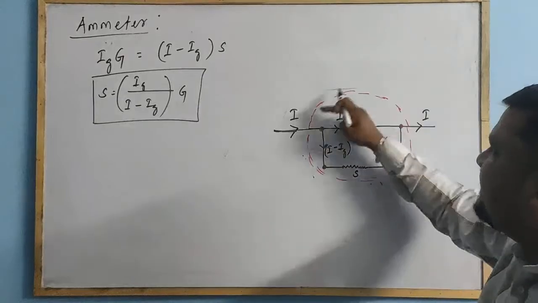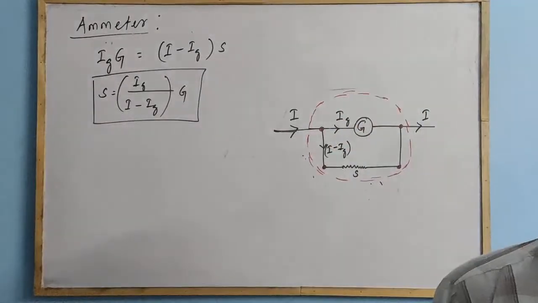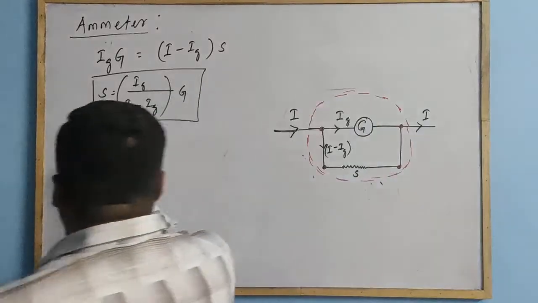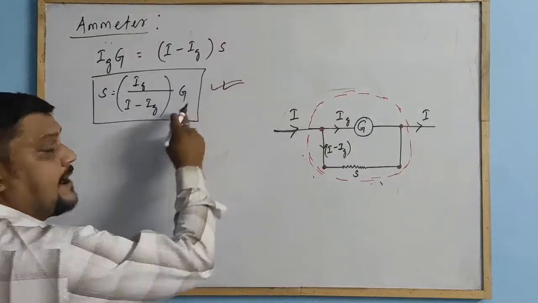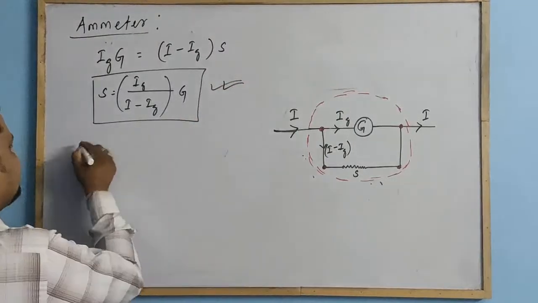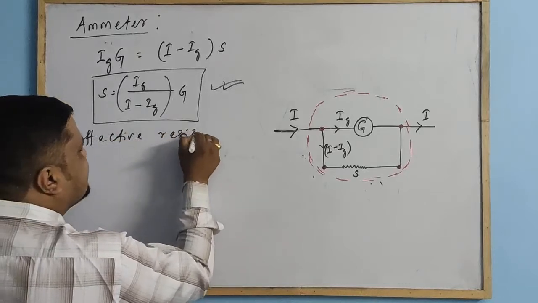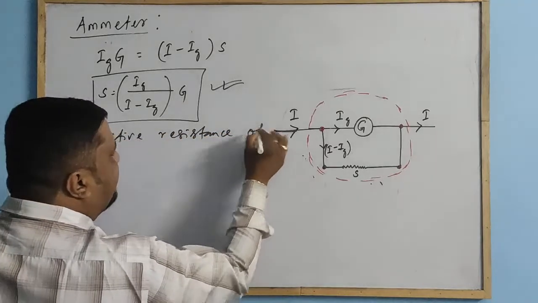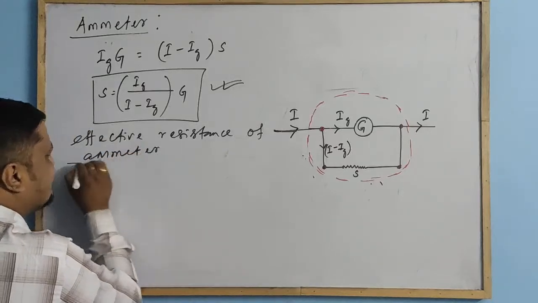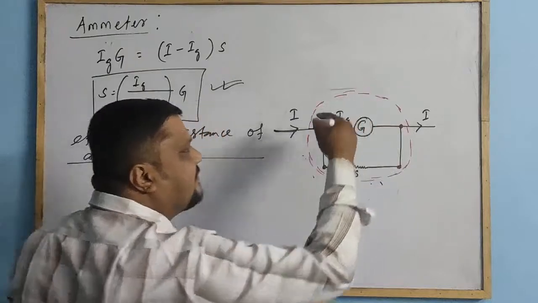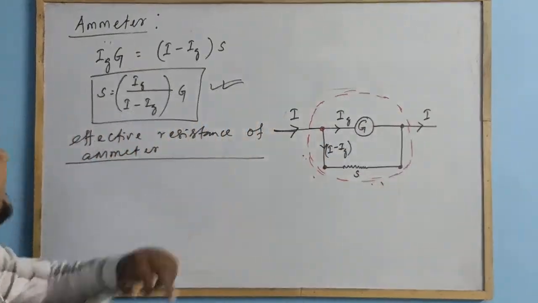Now calculate the effective resistance of the ammeter. So this is the formula for shunt resistance. Remember this formula, this is very, very important. We use this in problems. Then the effective resistance of the ammeter, because it is converted to an ammeter. This whole portion is an ammeter. This is the galvanometer and the shunt, and this combination is an ammeter. So what is the effective resistance of the ammeter?